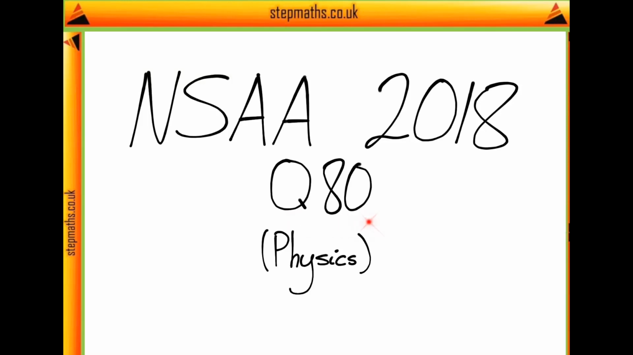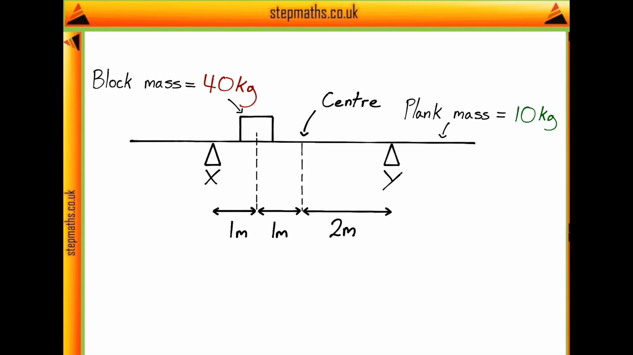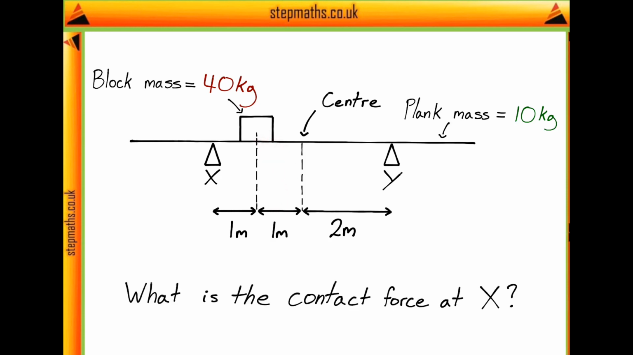Here we're going to look at question 80 from the NSAA 2018 paper. In this question, we're given the following scenario. We have a plank of mass 10 kilograms resting on two supports, X and Y. On the plank, 1 metre from its centre, we have a block of mass 40 kilograms. The question asks, what is the contact force at X?